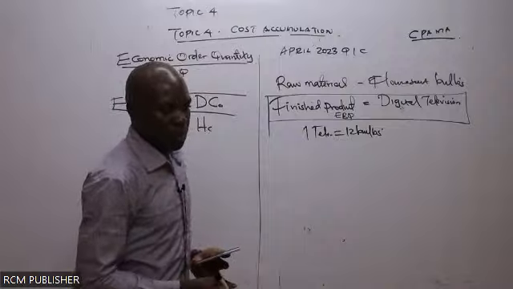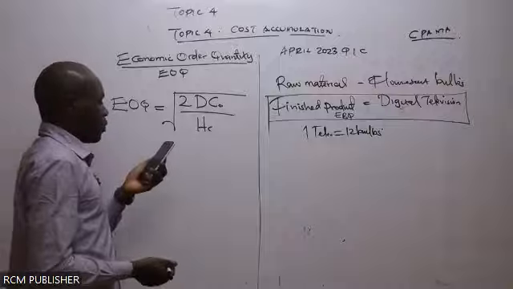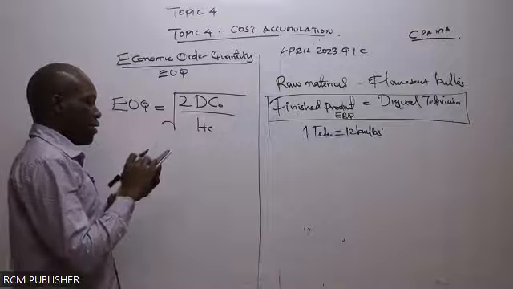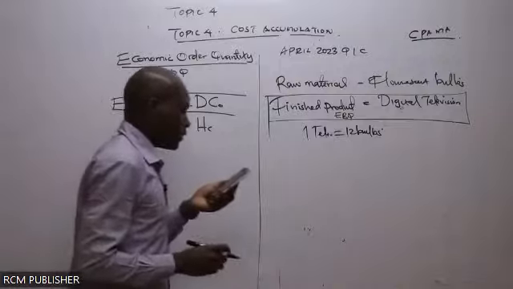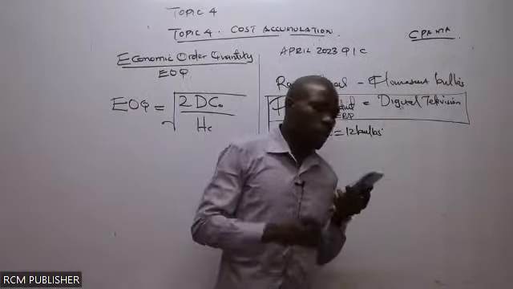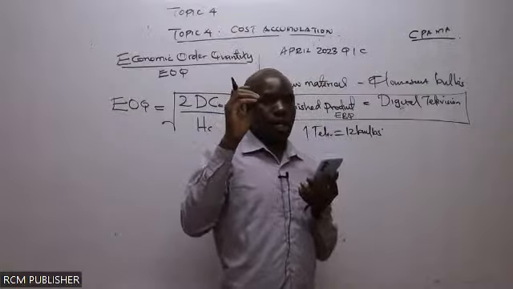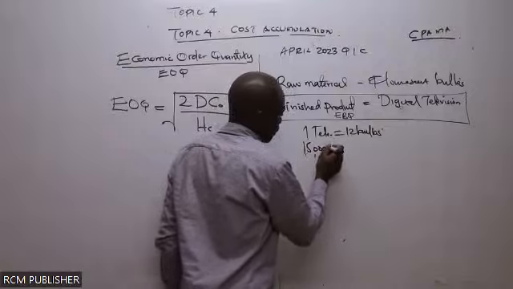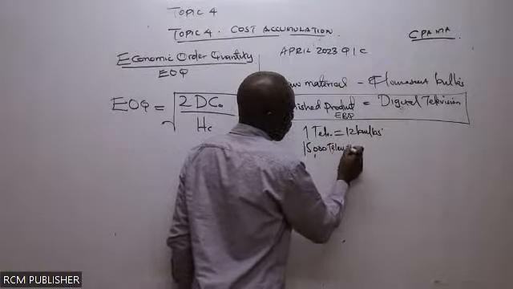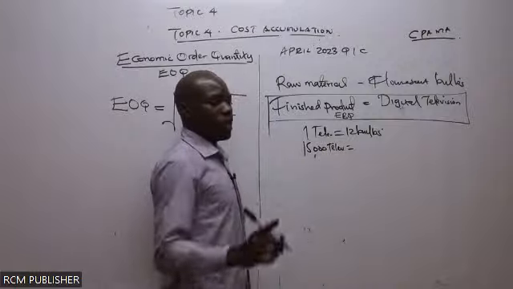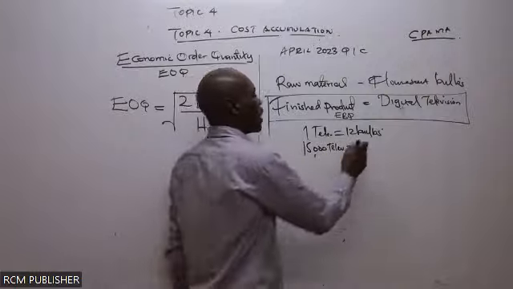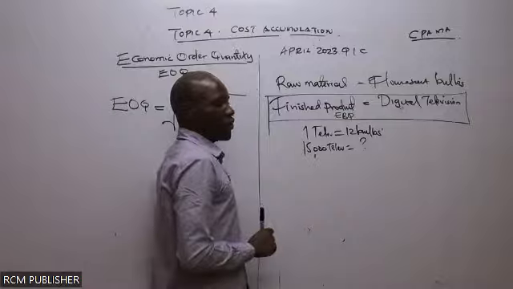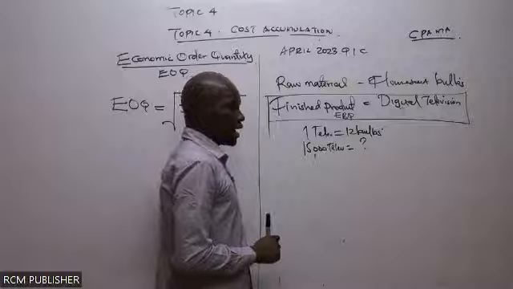So let me get your inputs. What do we have? We are told that one television needs 12 bulbs. Then the company manufactures 15,000 digital televisions per year. How many televisions were manufactured? 15,000 televisions were manufactured in that particular year, which means we now need to know the number of bulbs that were demanded.